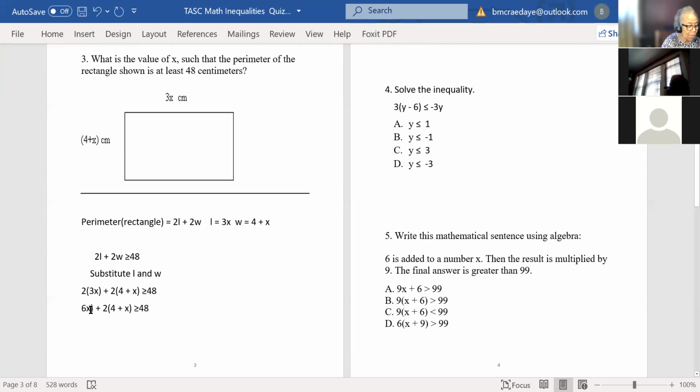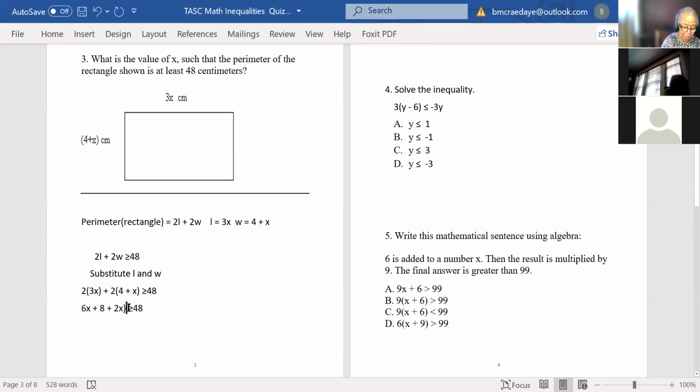Take out the parentheses. What's 2 times 4 plus x? 2 4s is 8. Okay, so that would be 8 plus what? Plus 2x. 2x, that's right. Plus 2x. So we have our 2 here, let's put our x and take out the parentheses.